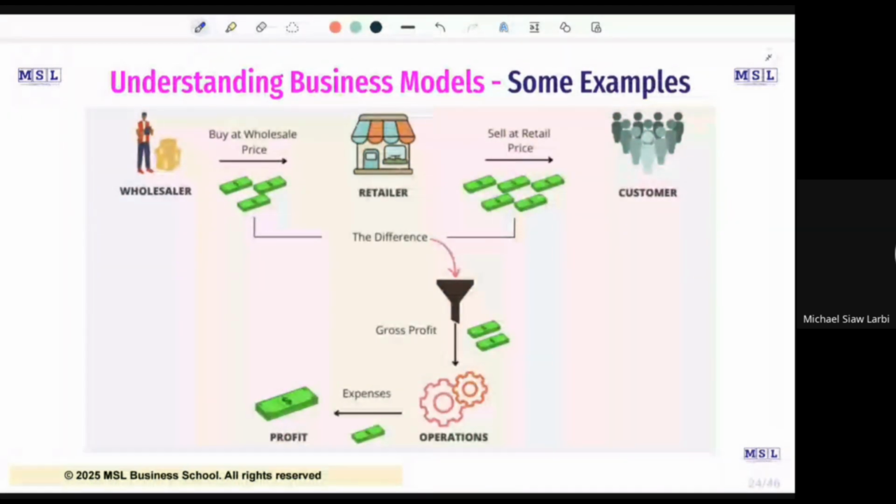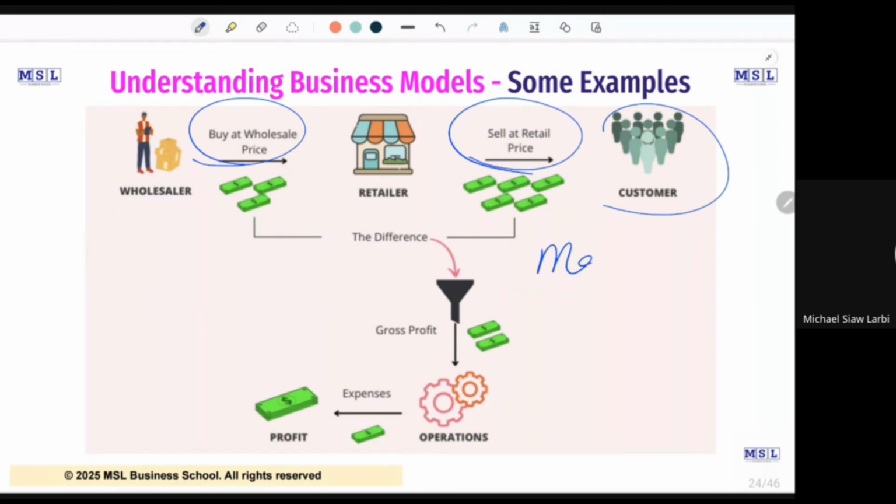Retailers are quite simple. They buy from the wholesaler at wholesale price, add their margin, and sell at retail price to the customer. That's all. The difference is their margin. It's called a margin. Margin is an English word that means gap, the gap between two things.